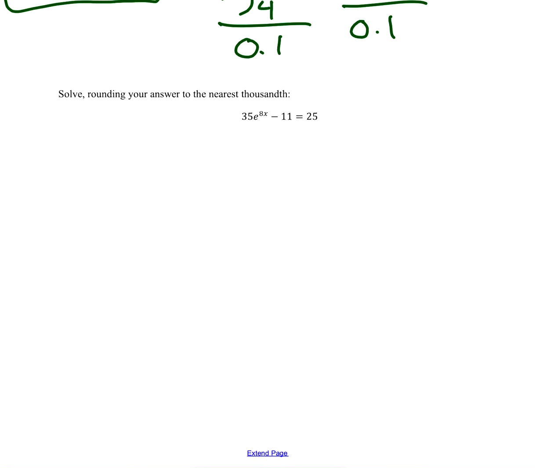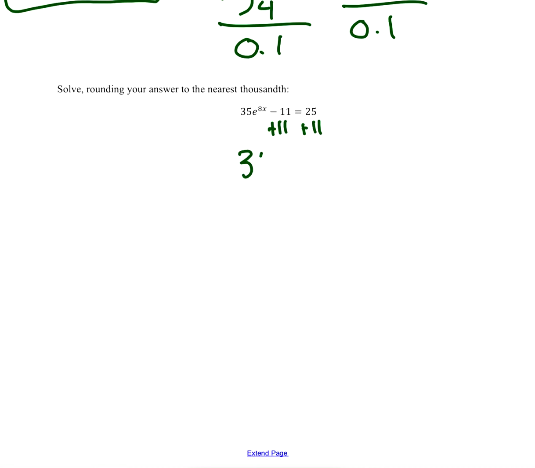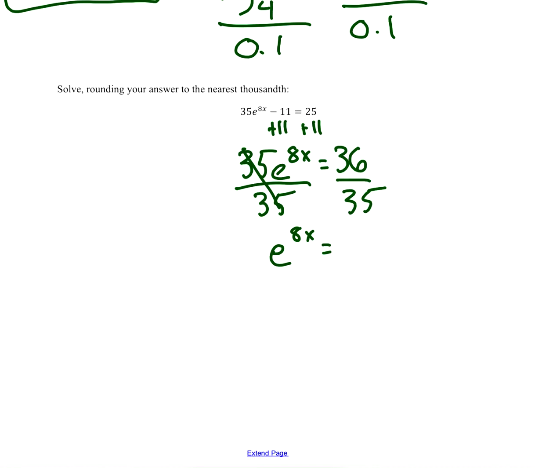So it's very similar to the other one. We're going to take all the same steps. So I have to get x by itself. So I'm going to add 11 on both sides. You would have 35e to the 8x equals 36. Have to still get x alone. That 8x is only on the e, not on the 35. So I divide by 35 on both sides. That cancels. We'll be up to e to the 8x equals 36 over 35.